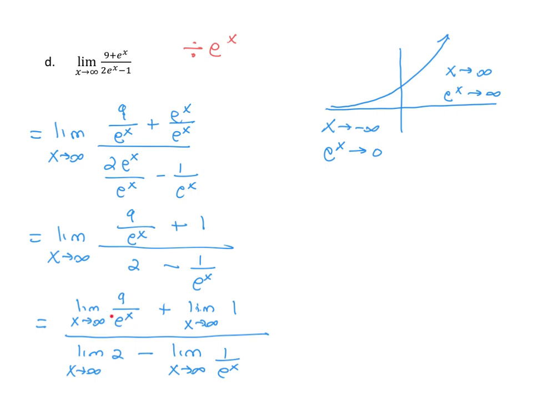And here, e to the x is going to infinity. That means a number over something going to infinity goes to 0. This is 0, and this is 0. This means if we want to figure out the answer, it's going to be 0 plus 1 divided by 2 minus 0, and that is 1/2.